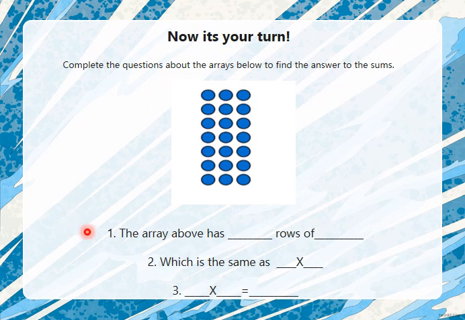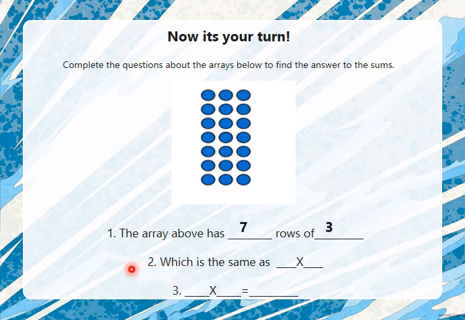Question number 1. How many rows in this array? Let's count. 1, 2, 3, 4, 5, 6, 7. We have 7 rows of 1, 2, 3. So we have 7 rows of 3.